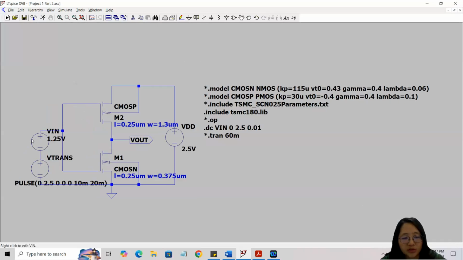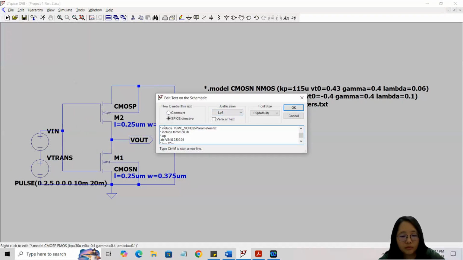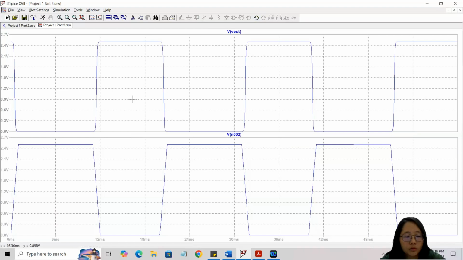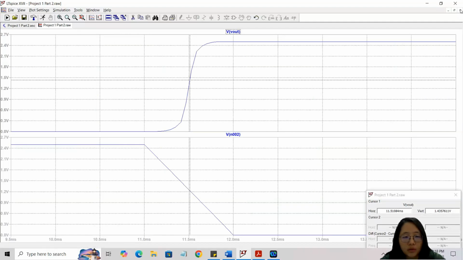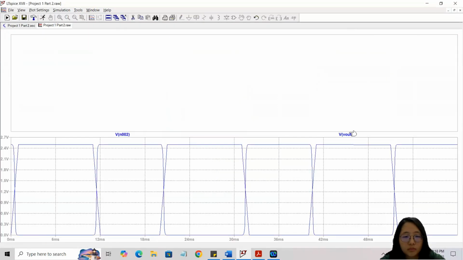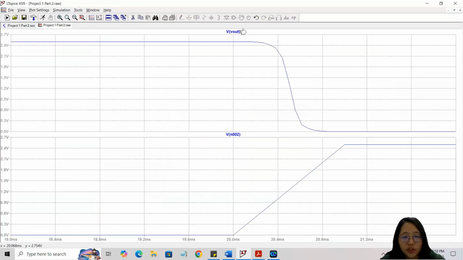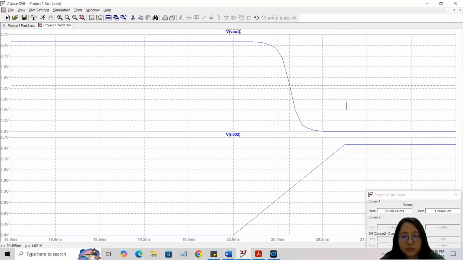Next, I will proceed to the transient analysis. This one is the Vin and Vout for SPICE level 1, where the bottom one is the Vin and the upper one is the Vout. From here, we can obtain the TPLH from the waveform, and then we can obtain the TPHL from this waveform.